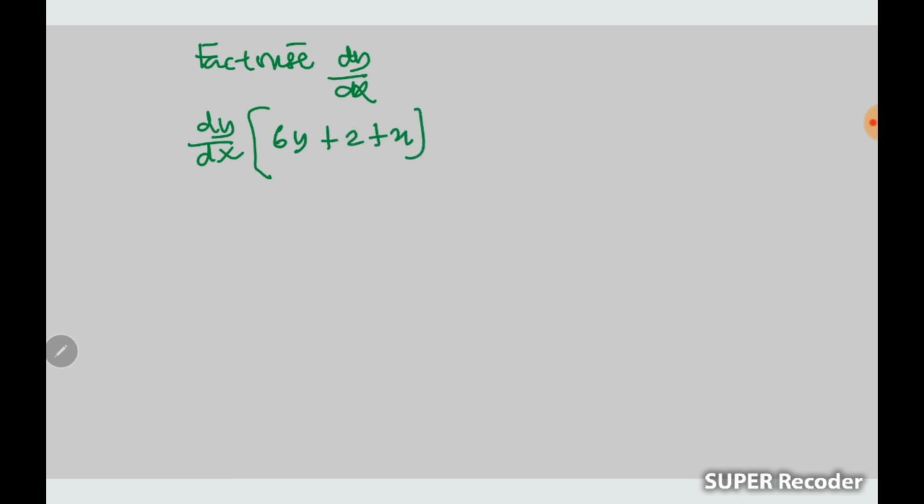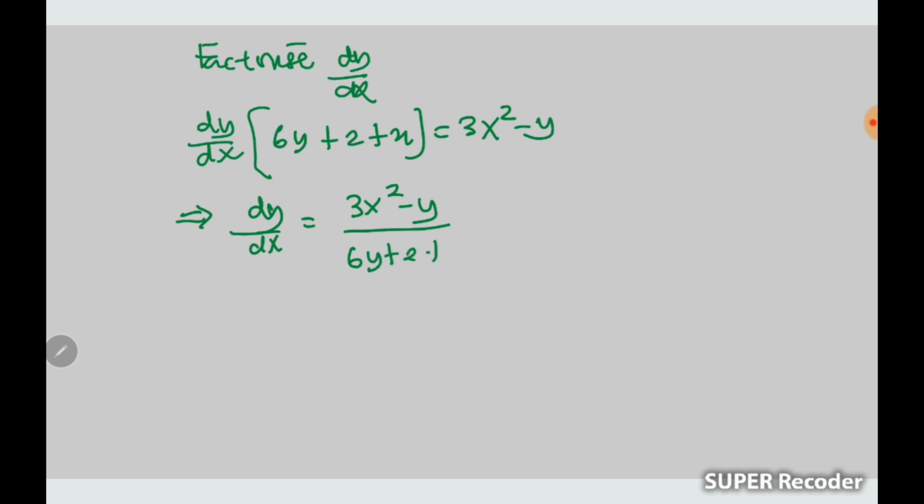Factorize dy/dx. So the answer is dy/dx times (6y plus 2 plus x) is equal to 3x squared minus y. And lastly, dy/dx is equal to (3x squared minus y) over (6y plus 2 plus x). Okay, so this is our final answer.